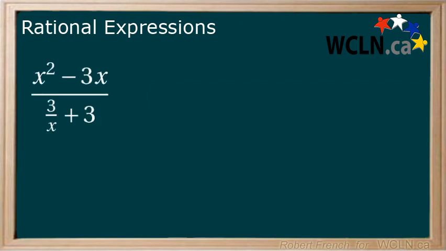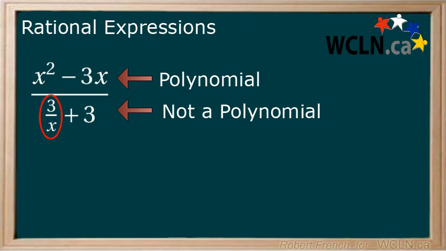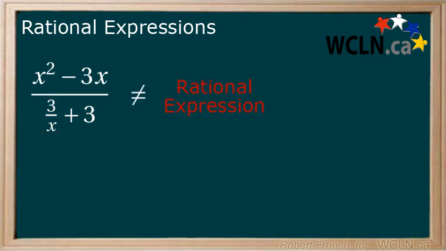Finally, our last example. This is not a rational expression. The numerator is a polynomial. If we consider the denominator, though, we see that there is a division by a variable, which means this expression is not a polynomial. Therefore, the expression is not a rational expression.